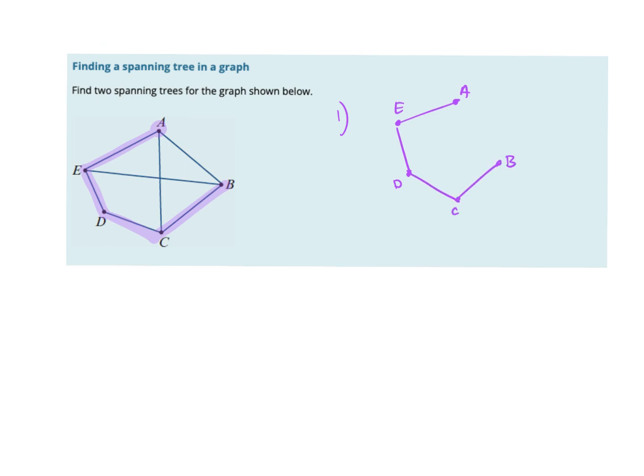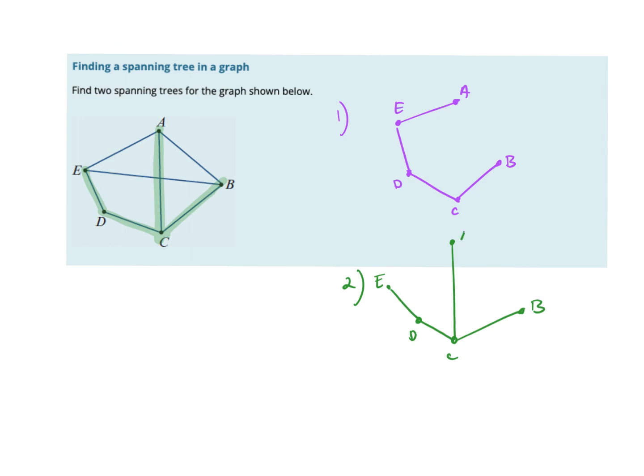There's my first one. Now I'll try to find another one, something different. As long as I don't connect up or cycle around, I might go down this time, reach out like that. And there's my second one. You might have a different one, and that's okay. We'll just check that yours is not looping or cycling, or that you haven't got multiple edges.